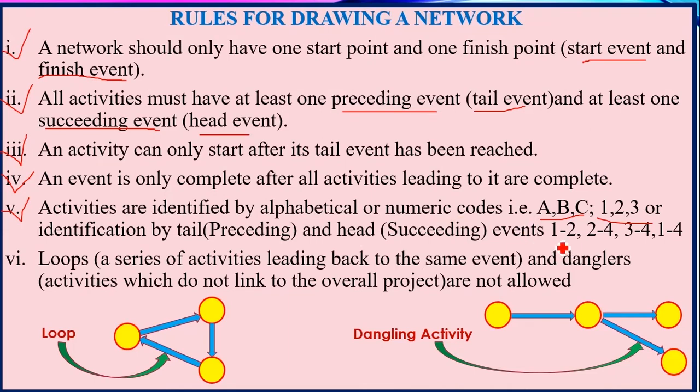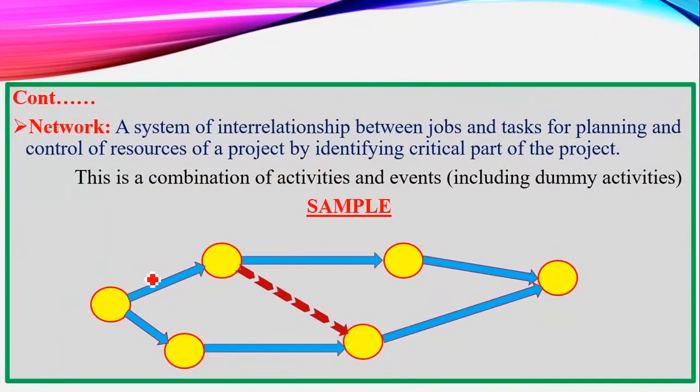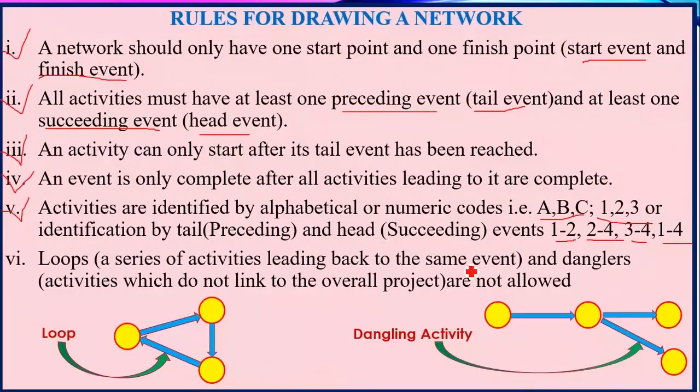Like here we have 1, 2, 2, 4, 3, 4, 1, 4. We are going to see how that is applied later on as we look at another diagram that will show how you use the preceding and succeeding events when you are naming or identifying the activities in a network. Now in this particular case, for example, we can have this activity, call it activity A, call this activity B, call this activity C, or you can also use numerical values 1, 2, 3 to name those activities. That is what we mean by naming of the activities.